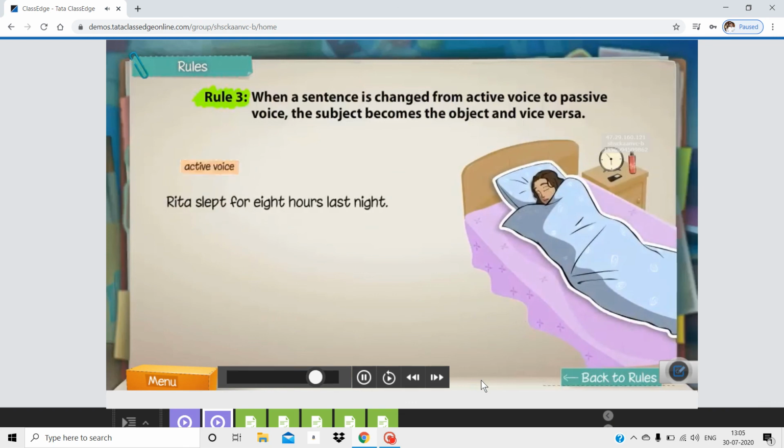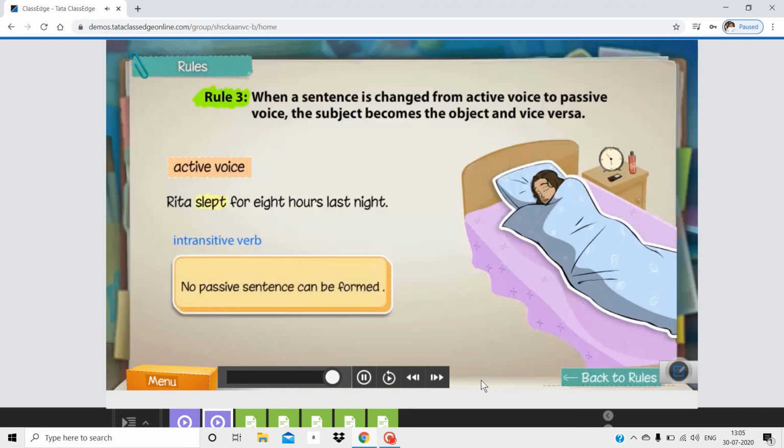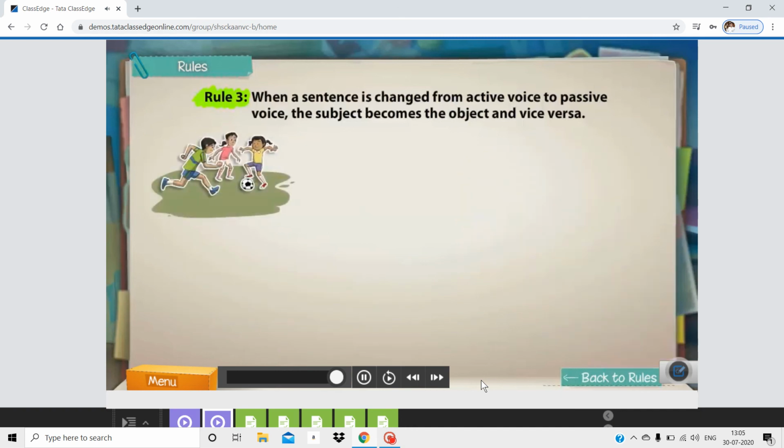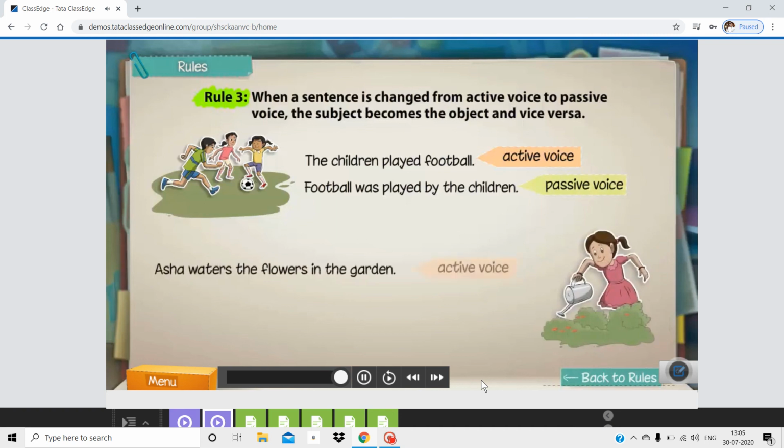Sometimes, a sentence in the active voice cannot be changed to the passive voice. Take this sentence for instance. The word slept is an intransitive verb. Intransitive verbs are those that are not followed by a direct object. Therefore, no passive sentence can be formed. Here are some more examples of sentences that have been changed from active to passive voice.